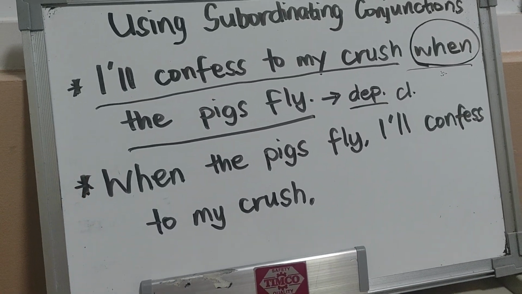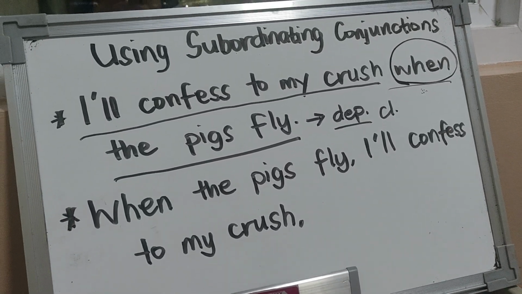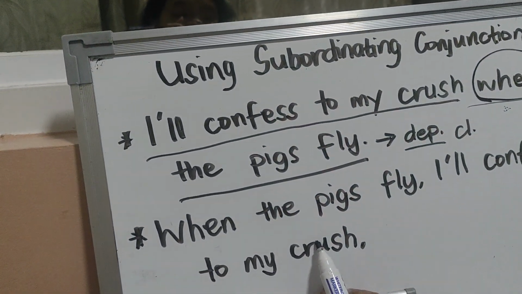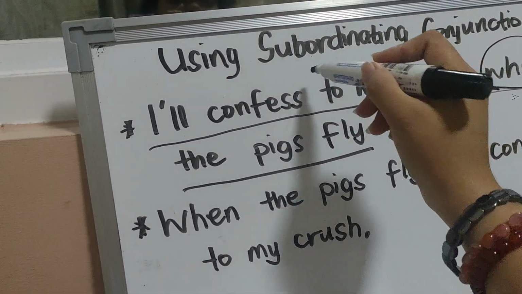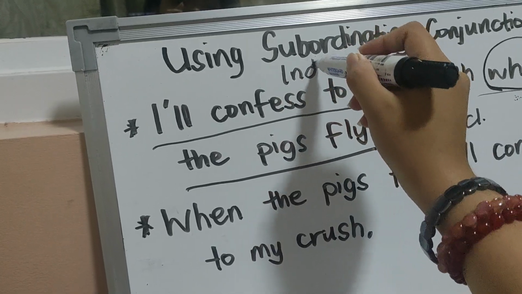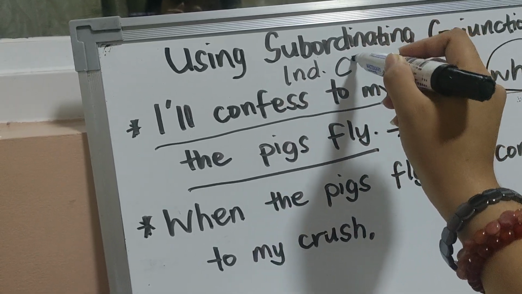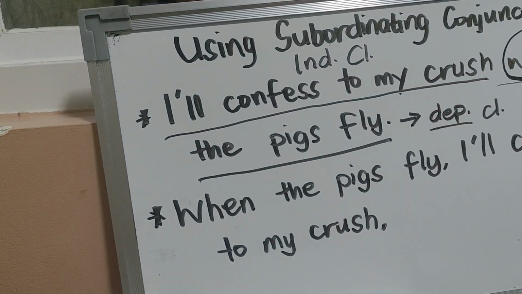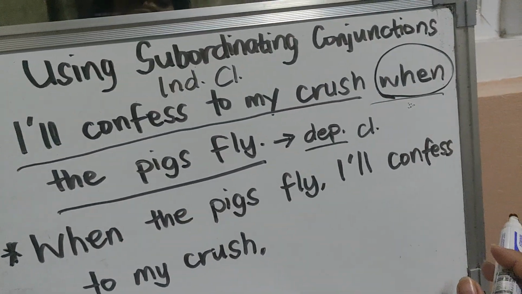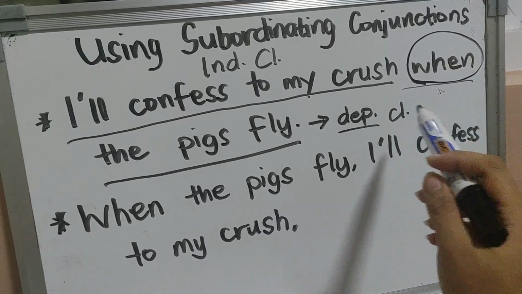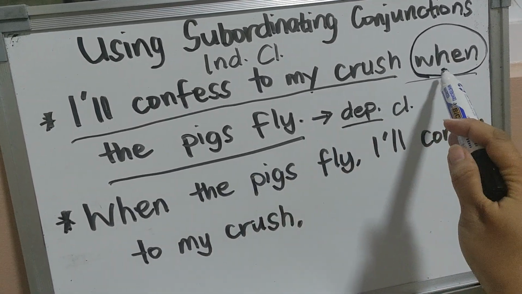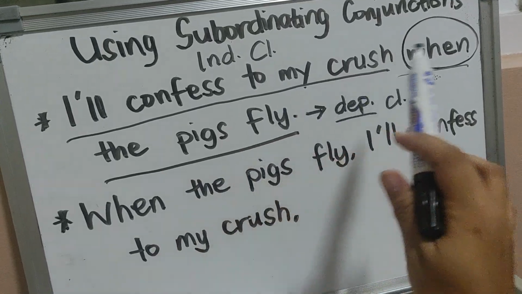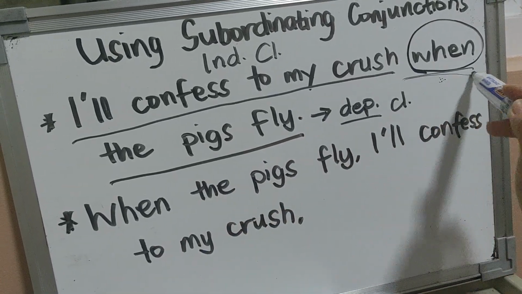So, there you have it. That's our first example. See? You have here your independent clause. It can stand alone on its own. It makes sense. It has a subject and the predicate. And then it's followed by my dependent clause introduced by a subordinating conjunction: "when the pigs fly." Okay, that's the whole clause.